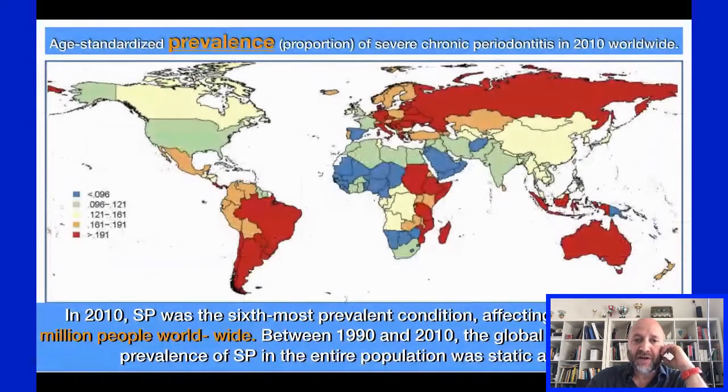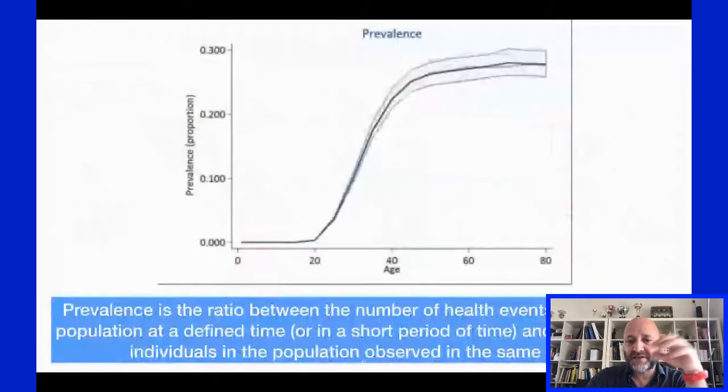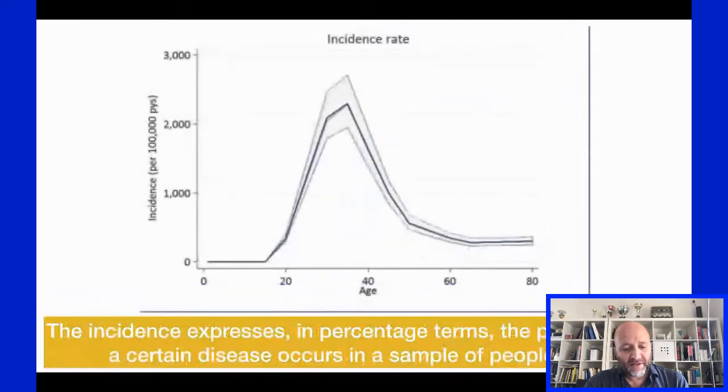We know that the prevalence is near 700 million people worldwide. At 40 years old, 50% of the population are affected, and it increases as the age increases. The peak of the incidence rate is near 40 years.